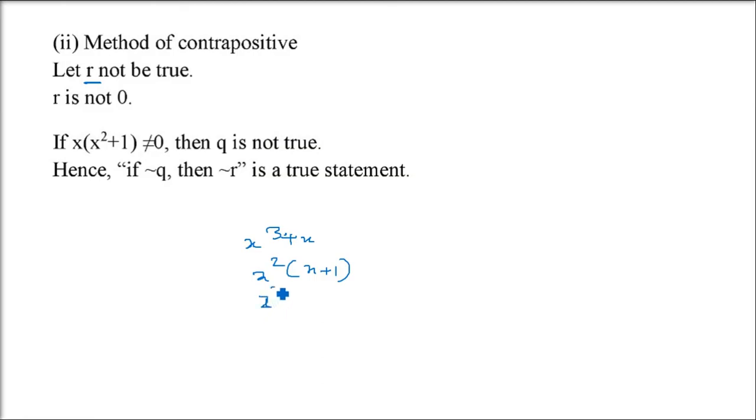Let us take any number, 2. 2 square into 2 plus 1, 4 into 3, this is 12. So until X is equal to 0, you are not going to get this value as 0, because you are taking X into X square plus 1. So if not Q, then not R is a true statement. That means by the method of contrapositive, this is true.